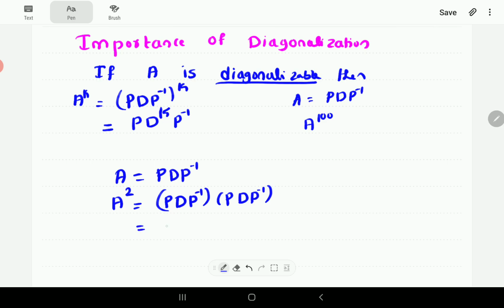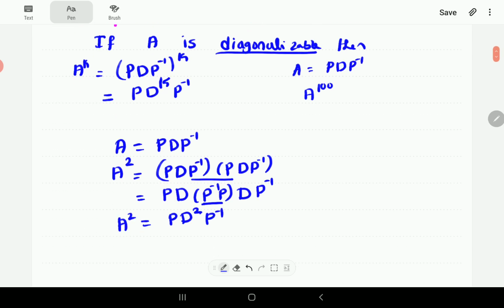Now you see this: P D, then I'll write P inverse into P together, then D into P inverse. Now you know that when a matrix is multiplied with its inverse, you get the identity matrix. So this will be your identity matrix, and when the identity matrix is multiplied with any matrix, it is the same matrix. So here you get D into D, which is D square, and P inverse as it is. This is your A square.